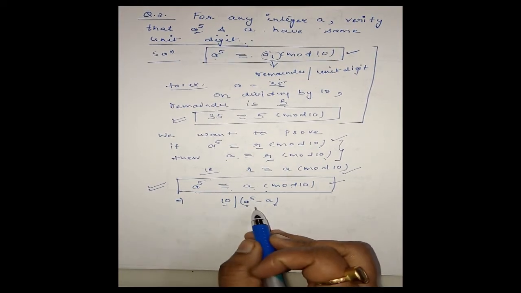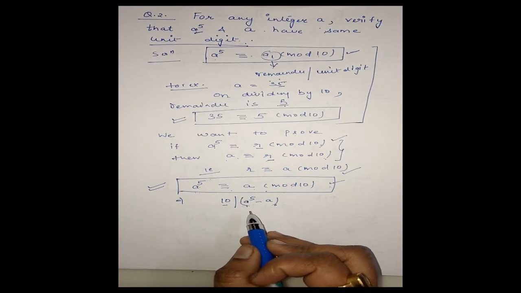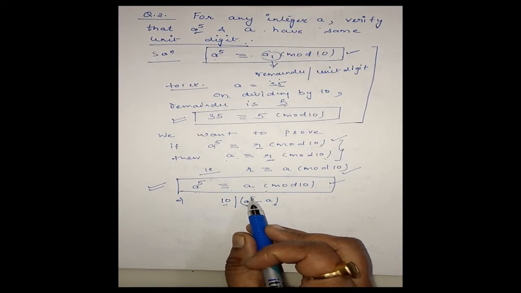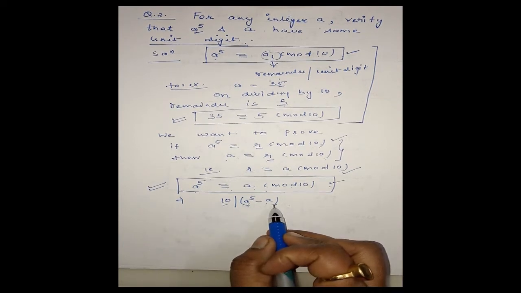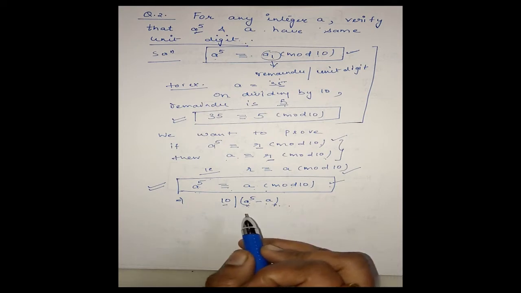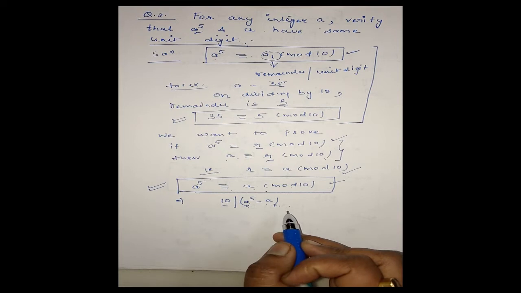And 10 will divide a number only when the last digit of that number is 0. Means the last digit of a power 5 minus a is 0, and the last digit of the difference is 0 only when the last digit of the two numbers is the same. Then only their difference will be 0, and then only 10 will divide.